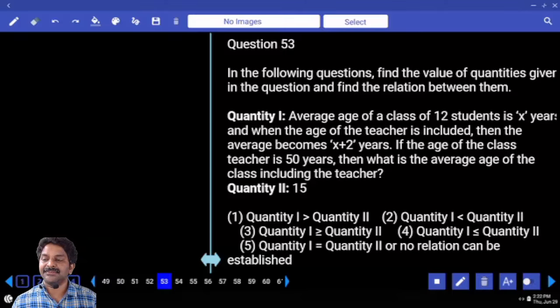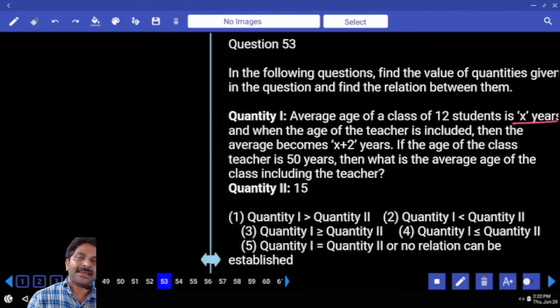The average age of a class of 12 students is X years, and when the age of the teacher is included, the average becomes X plus 2 years. If the age of the class teacher is 50 years, then what is the average age of the class including the teacher? See, before the teacher joining, what was the average? X. If the teacher's age also equals X, after adding the teacher to the group, will there be any change in the average? Come on, it will be as it is only.